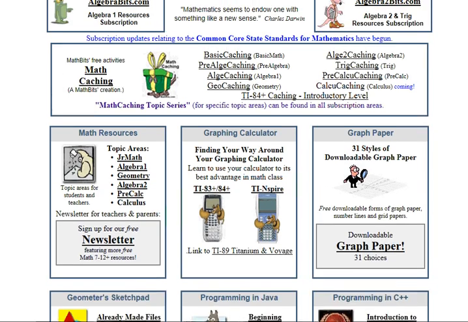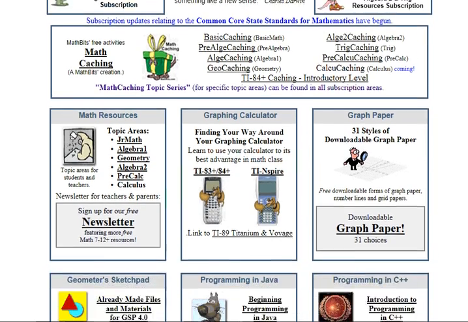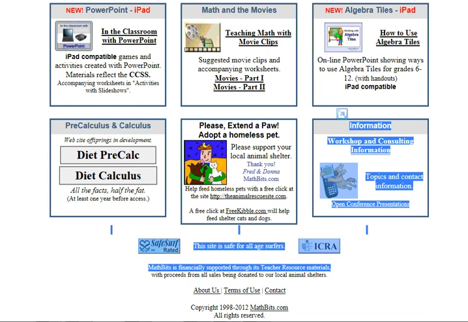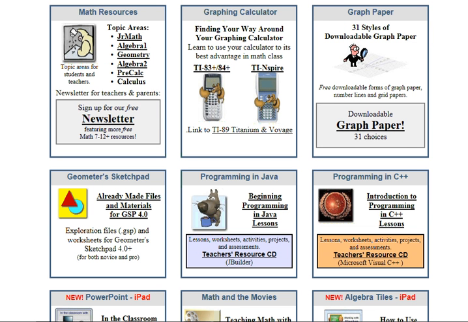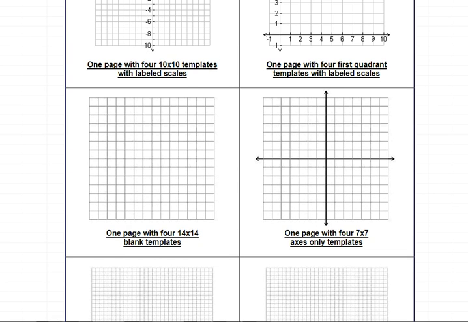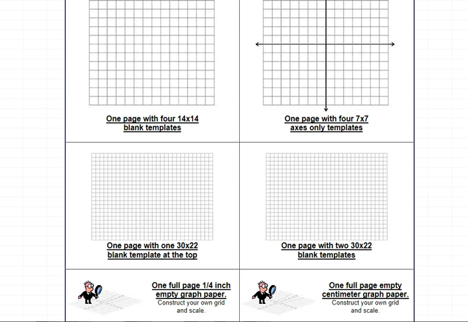Now, let me see if I can find them. No, there, 31 styles of downloadable graph paper. Okay, you guys, see, you can download your own graph paper. So one page, 4 7x7 axes, four graphs on one page. So you can press on that, maybe.